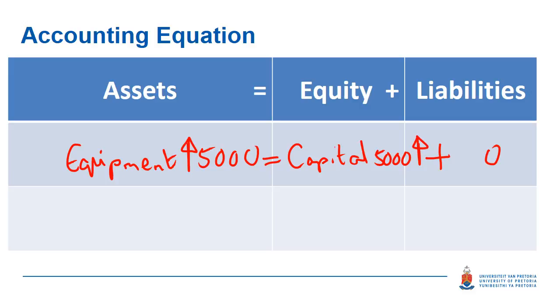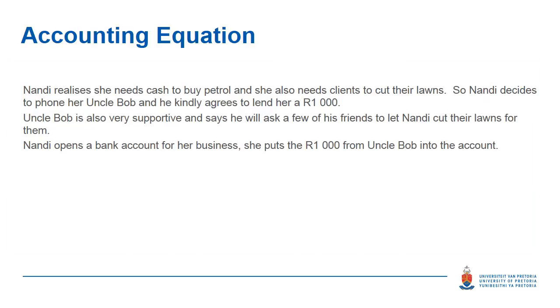So Nandi now has a lawnmower. What else does she need to get started? Nandi realizes she needs cash to buy petrol, and she also needs clients to cut their lawns. So Nandi decides to phone her Uncle Bob, and he kindly agrees to lend her 1,000 Rand. Uncle Bob is also very supportive and says he will ask a few of his friends to let Nandi cut their lawns for them. So Nandi opens a bank account for her business.